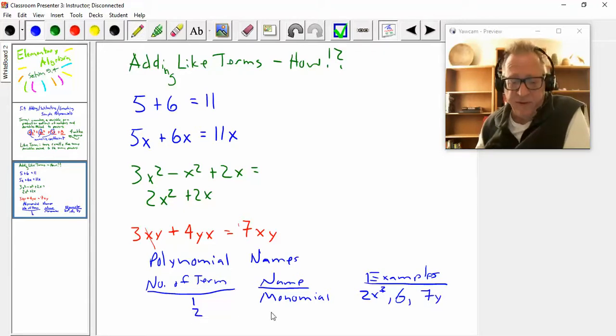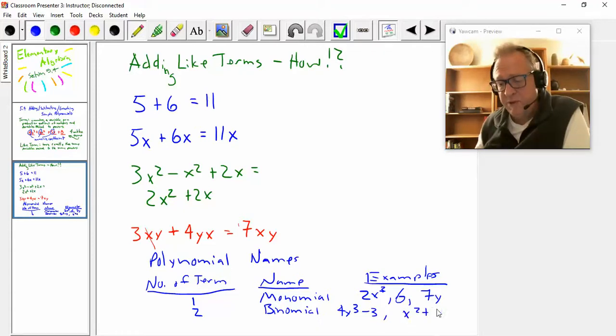How about if there's two terms? When we have two terms, it's known as a binomial. I bet you knew that one was coming. Binomial. And these guys have two terms. So it might be 4y cubed minus 3, or it could be x squared plus 7x. Both of those have two terms. Can't be combined into one term.